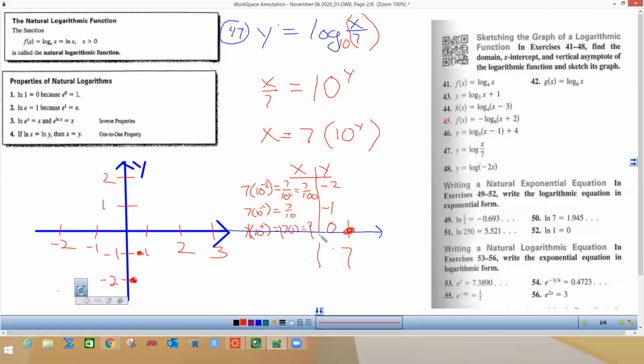Okay? And then let's plug in one more number. Let's plug in 1. So that's going to be 7 times 10 to the first, that is 70. Do we want to go clear out the 7 to get up to 170? You won't make your graph that big? Me either. So this graph is going to go like this.